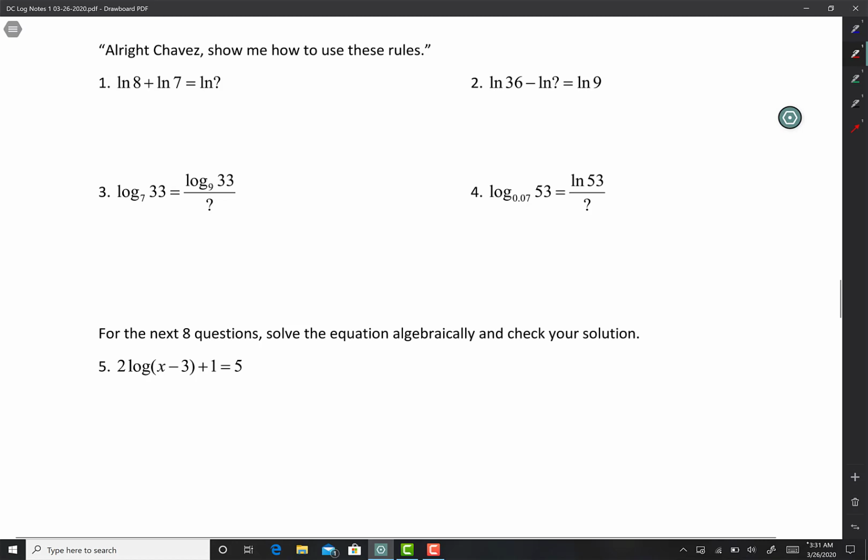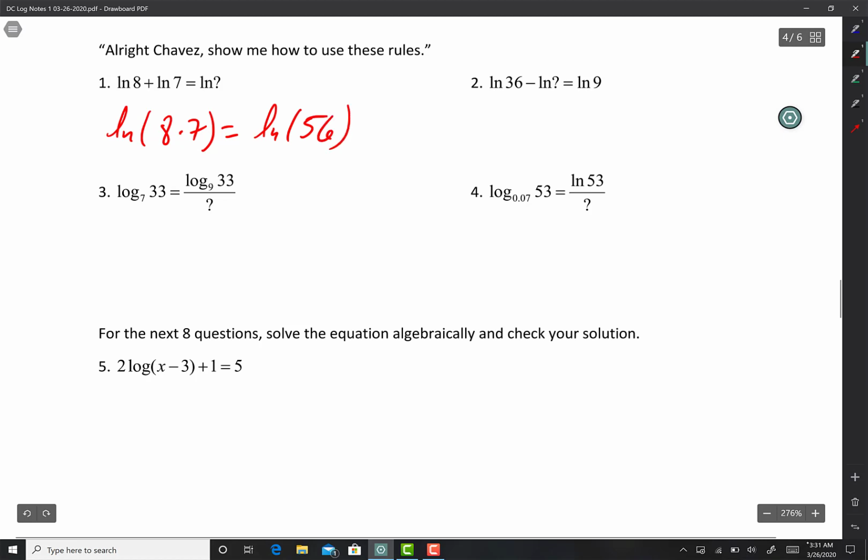So now we're just doing problems because it says, all right, Chavez, show me how to use these rules. So all right, we'll show you how to use these rules. So this one here, I have ln 8 plus ln 7, and it looks like it wants me to transform this into one single ln. So what you're going to do is you're just going to go, all right, that's ln of 8 times 7. And hopefully we know what that is, guys. That's ln of 56. And that's it.